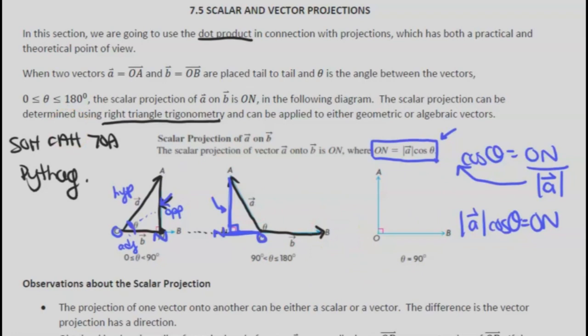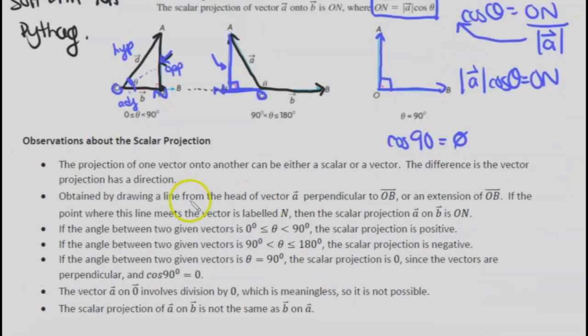Lastly, and we're going to get into this a little bit more, if A and B are perpendicular to each other in the first place, then the projection of A onto B is 0. As a reminder, cos of 90 equals 0, and we know that from the dot product.